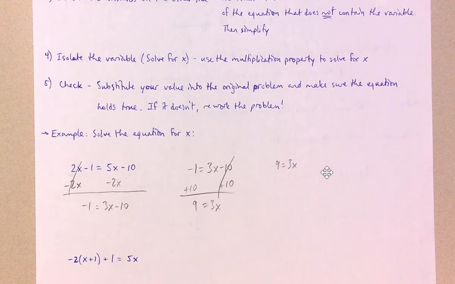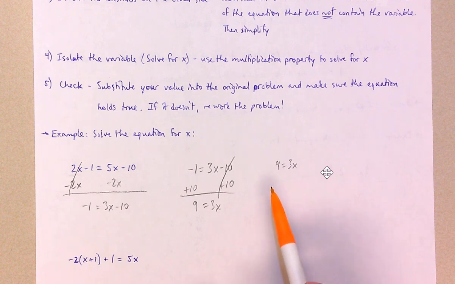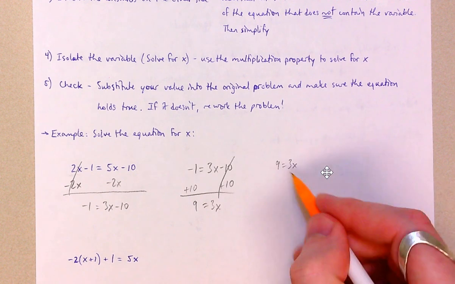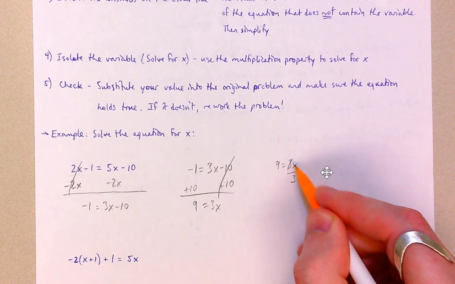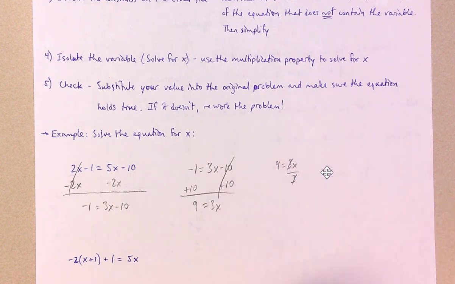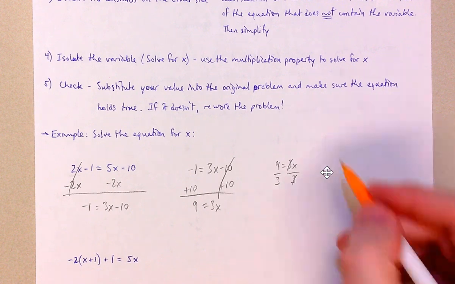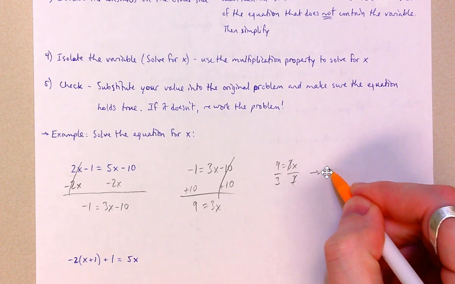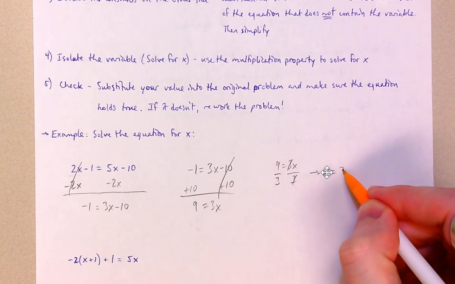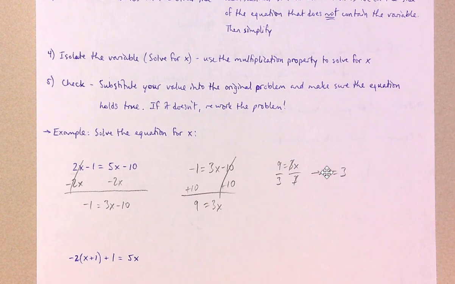And now I just want to solve for x. Just want to get the x all by itself on this side. How do I do that? Well, here I have 3 times x. So if I divide by 3, the 3 and the 3 divide out to 1. But then, as we know, what I do to one side, I have to do to the other. So x is 9 over 3, or 3.